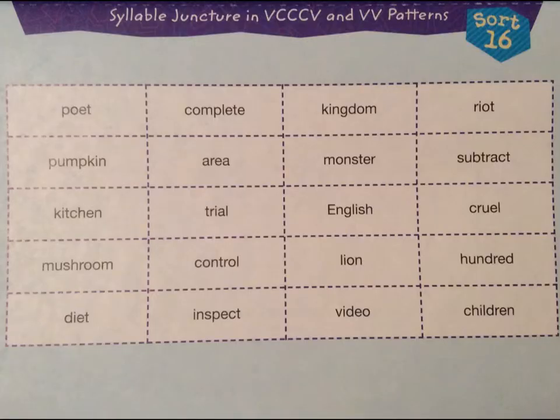Okay, so these are the words for sort 16. We have poet, complete, kingdom, riot, pumpkin, area, monster, subtract, kitchen, trial, English, cruel, mushroom, control, lion, 100, diet, inspect, video, and children.